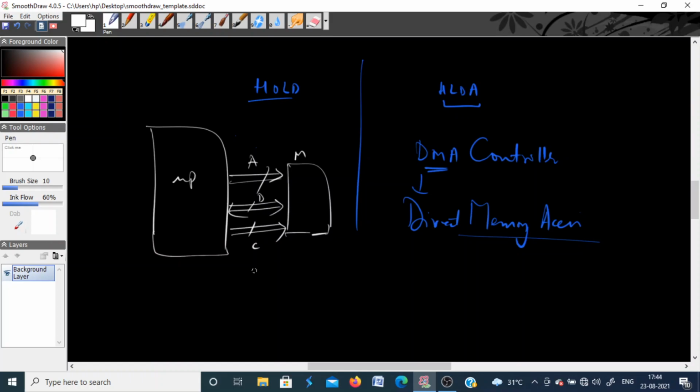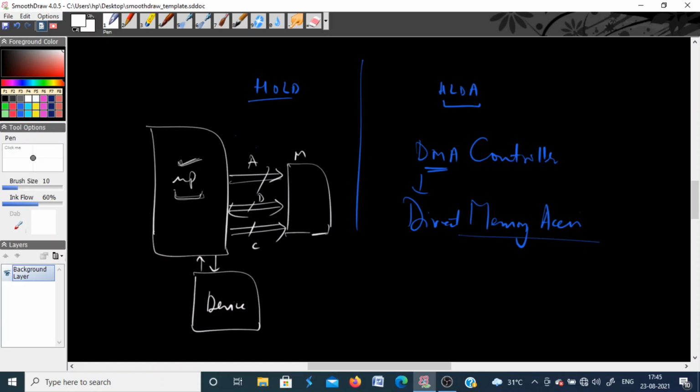If any other device, an input output device, wants to send some data, it has to go through the microprocessor. There is no direct connection between the input output device and this memory, so all the data transfer is controlled by the microprocessor. In direct memory access, we basically bypass this microprocessor, so the data can be directly transferred between the memory and the device by removing the microprocessor from the picture.